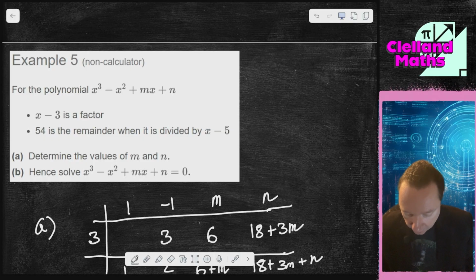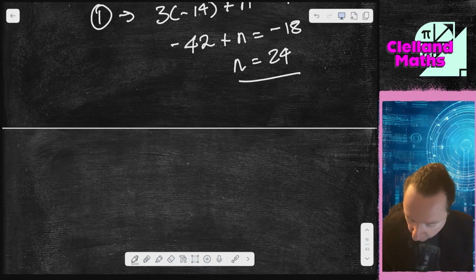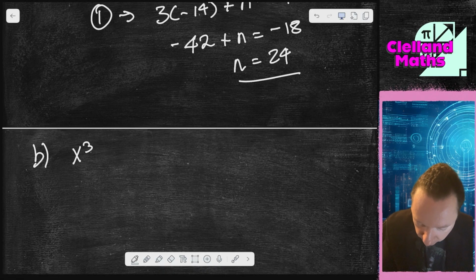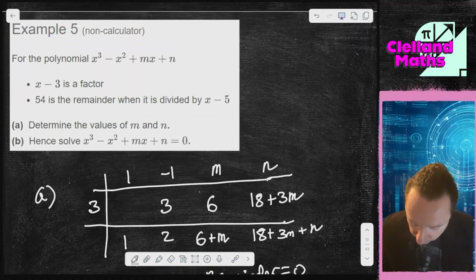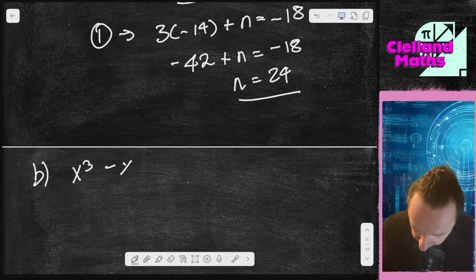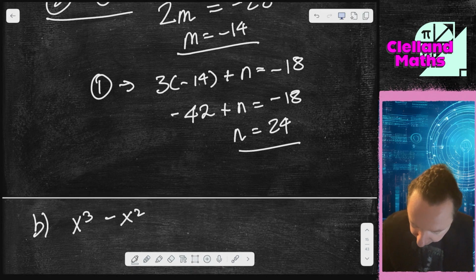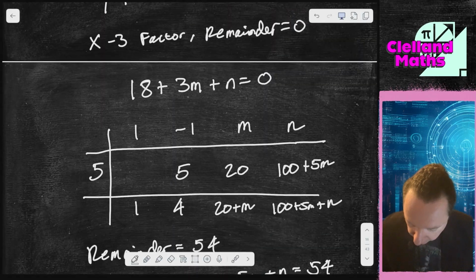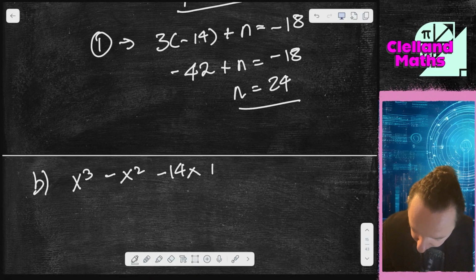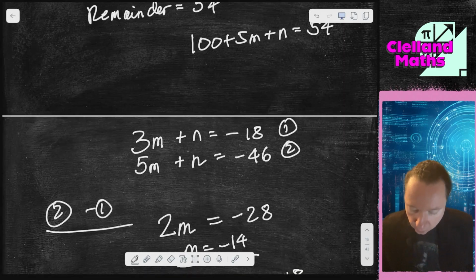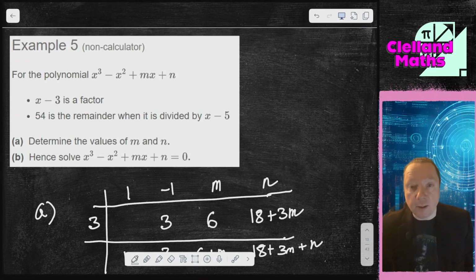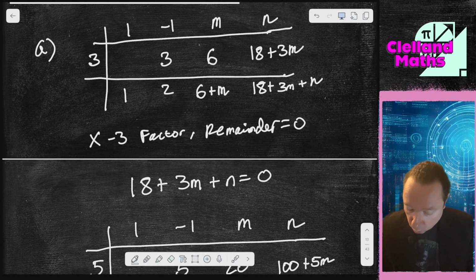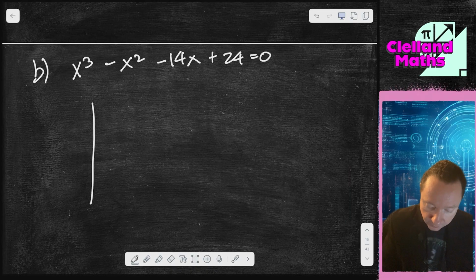Part B says, hence solve x cubed minus x squared plus mx plus n equals 0. Well, we've already got everything we need to know. It's x cubed minus x squared plus mx plus n. But we already know, since that's the same as we started with, that x minus 3 is a factor. So we could actually just swap out our m's and n's in here, or just do it again. It's probably easier just to do it again, to be honest with you.